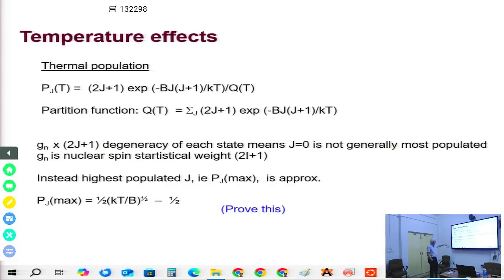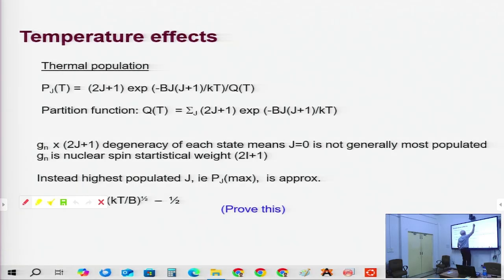So in general, the most populated level is given by this formula: half the square root of kT upon B. You have to get kT and B in the same units. And the easiest way of doing that, this is not a new problem, is something called the second radiation constant.